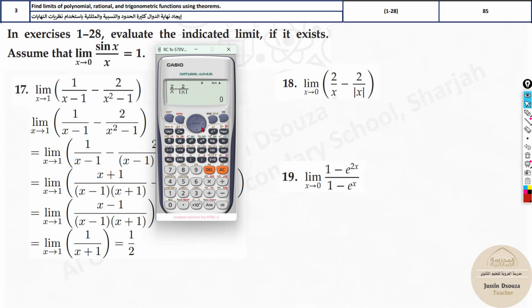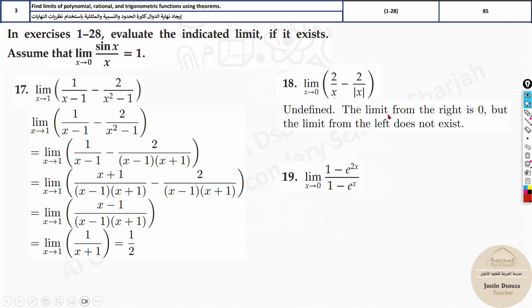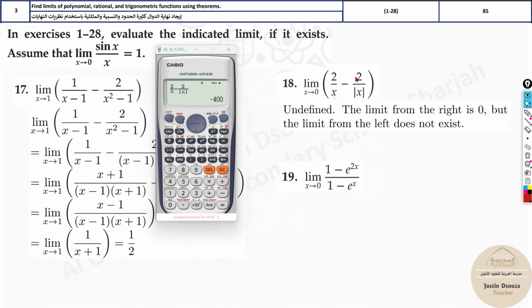0.001. What is the answer? It's 0. Let me try it at negative 0.01. At one side it goes to negative infinity, on the other side it's going to 0. This is undefined. You can see the limit from the right is 0, but the limit from the left does not exist. Why? Because it's negative infinity, right? It's undefined. Only when the limits are the same on both sides will the limit exist. In this case, it did not exist.